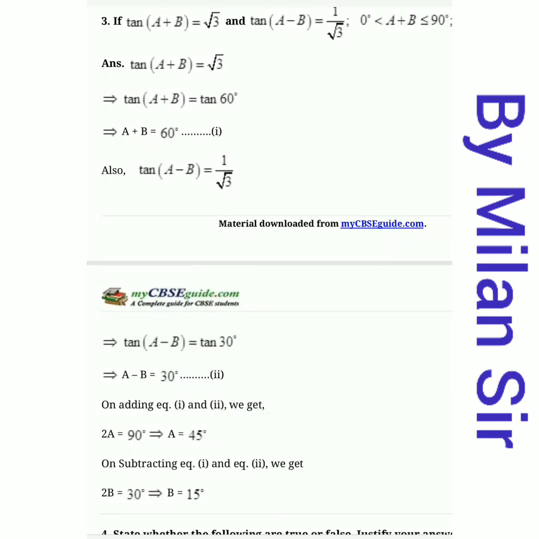Question number 3. If tan(a plus b) is equal to under root 3, tan(a minus b) is equal to 1 upon under root 3, and a plus b lies between 0 to 90, and it is given that a is greater than b, find the value of a and b. Okay, so our question is to find the value of a and b.